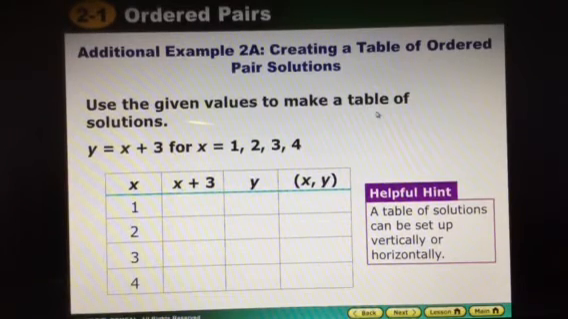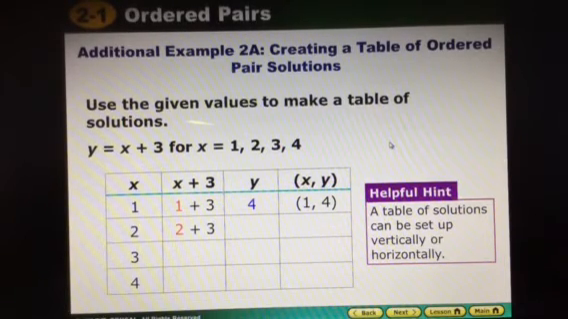All right, so using given values to make a table of solutions. A table of solutions can be set up vertically or horizontally. This one's going to be vertical. So we're going to plug in values for x. We're going to substitute them in, add 3, and that will give us what our y is. So we'll substitute in the first row, then we get 4, and then we'll write that as an ordered pair, so it'll be 1, 4. If you want to fill in this chart, pause, and then come back and check and see if you did it correctly.